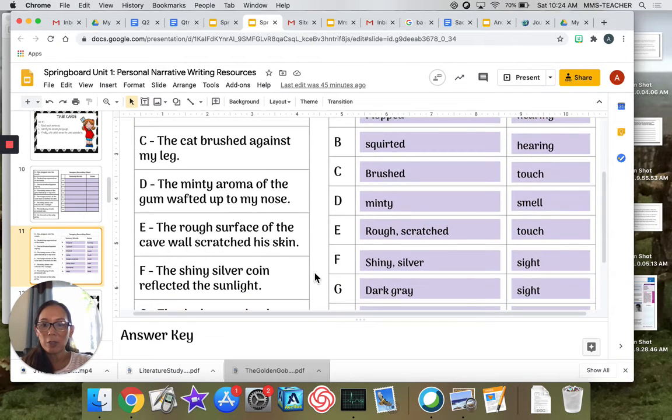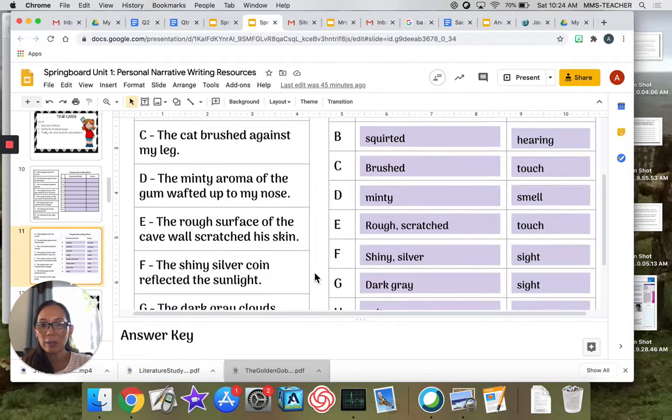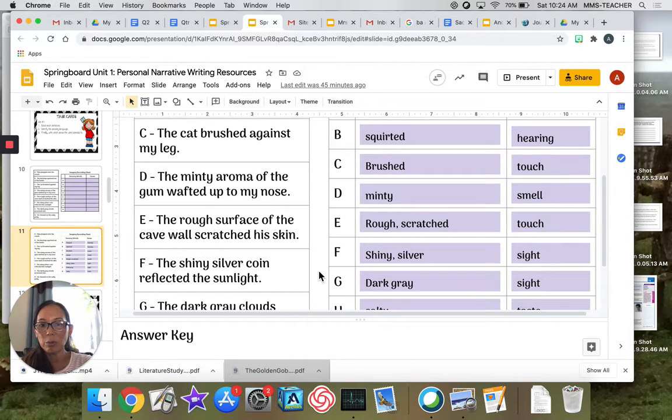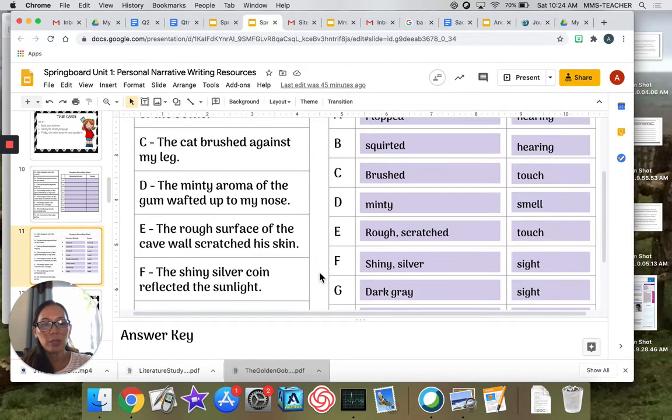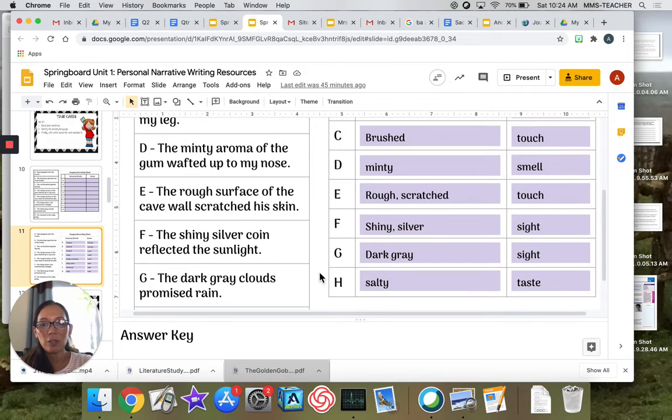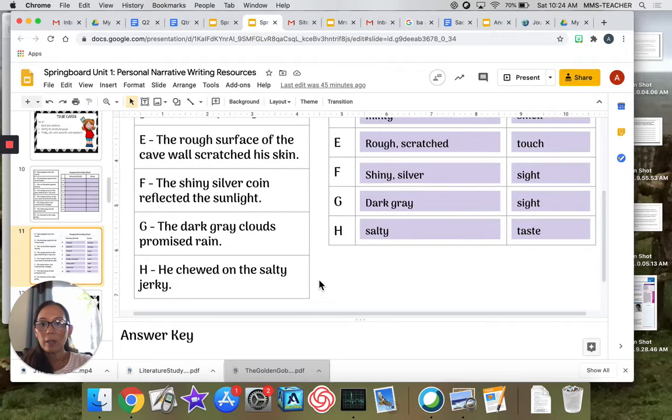F: the shiny silver coin reflected the sunlight. Again, we have 2 sensory words here, shiny and silver, and they appeal to the sense of sight. G: the dark gray clouds promised rain. Again, 2 sensory words, dark and gray. And it's something that you could see, so it appeals to your sense of sight. And last, H: he chewed on the salty jerky. So the sensory word here is salty, and the sense that it appeals to is the sense of taste.